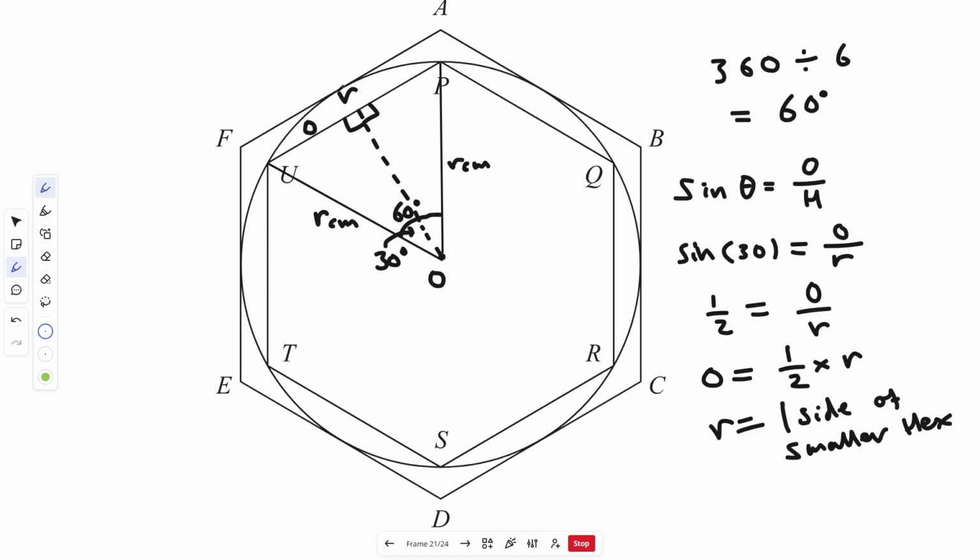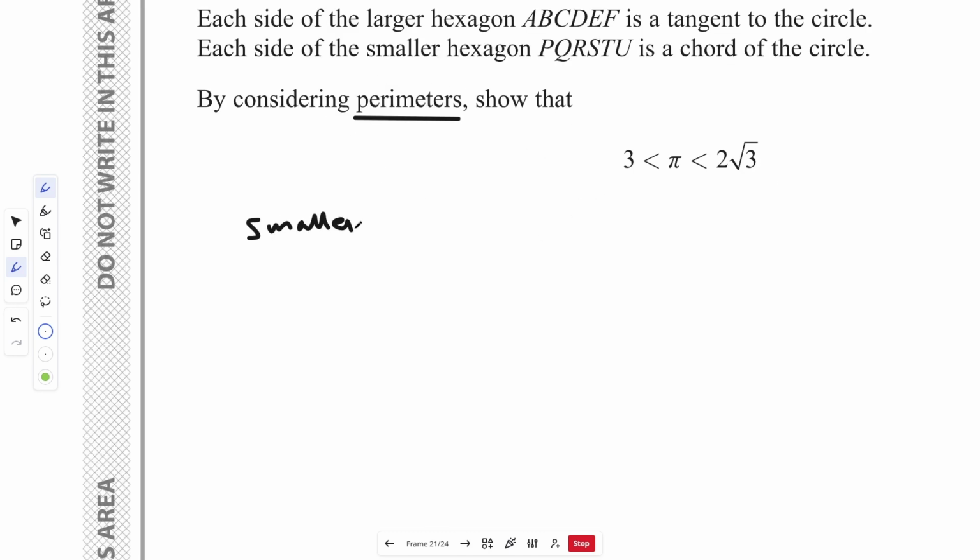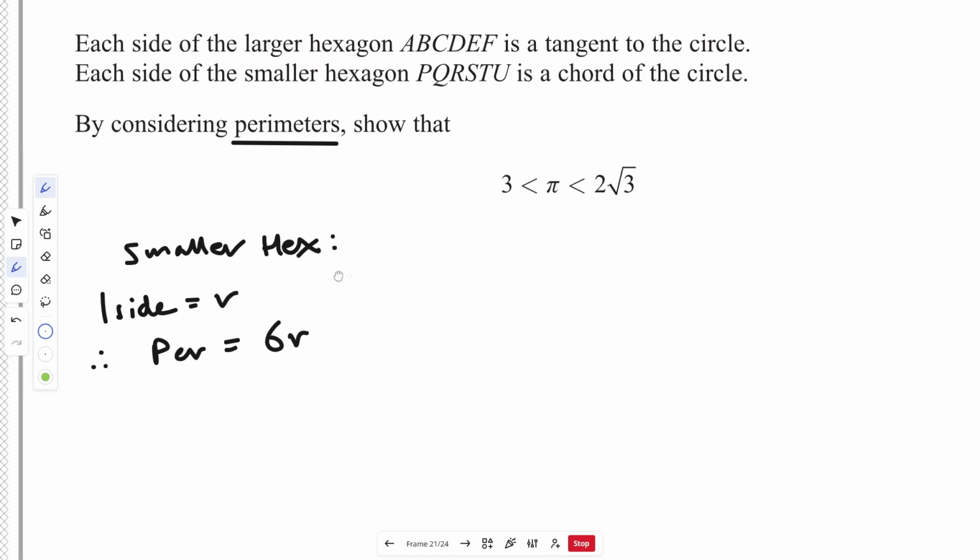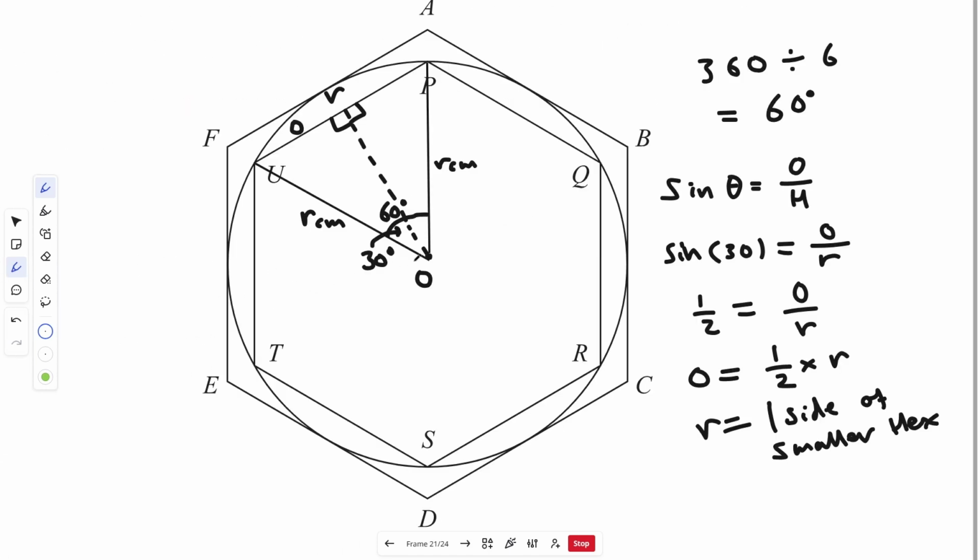Now we're going to multiply this by 6 to get our perimeter. The smaller hexagon, one side is equal to r, therefore the perimeter is going to be equal to 6r. So we have our expression for the perimeter of the smaller hexagon. Now for the larger hexagon, what I'm going to do is draw another triangle, but over here.